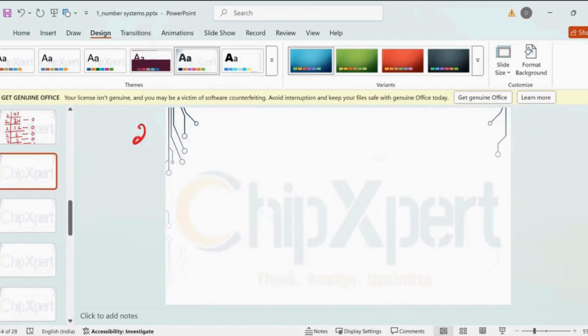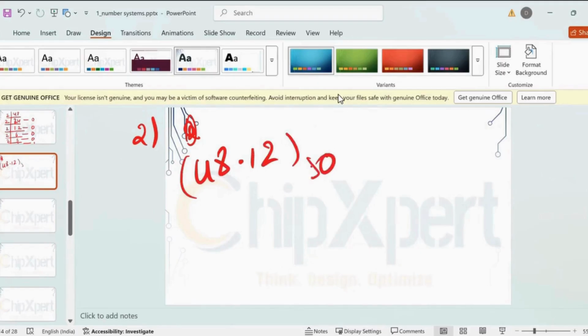So previously we have converted decimal to binary, right? So now we'll convert the same thing with the decimal points. The same thing, 48.12 is my number. I want to convert this decimal number in the form of binaries only. So how am I going to do that?